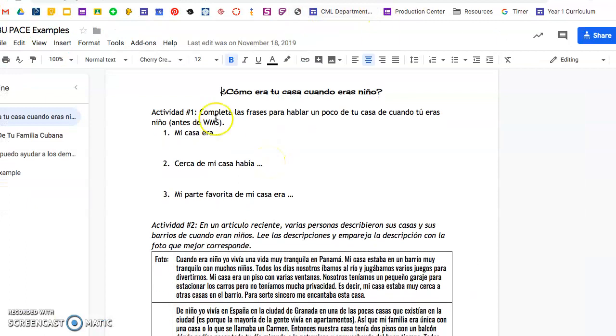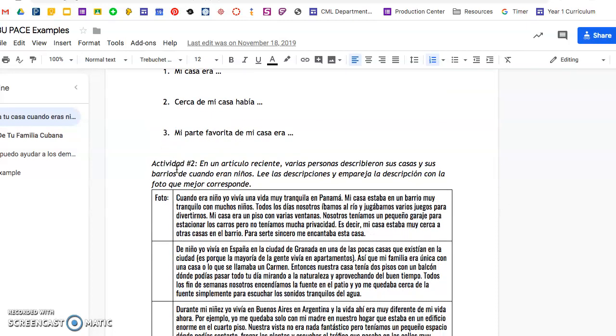This is one using the imperfect. So a first activity to kind of activate prior knowledge, I gave them the forms here. And they can figure out, they know what these words mean. They know what this looks like. So describe your house. What used to be close to your house? What was your favorite part of your house?